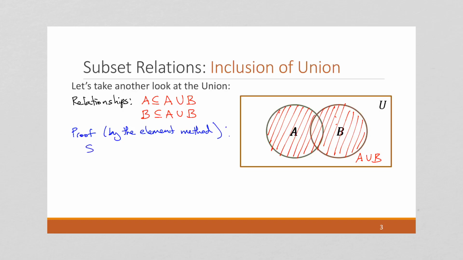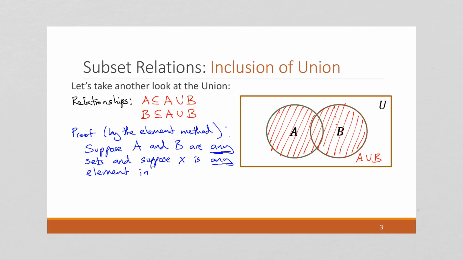And we can say, suppose A and B are any sets, and suppose X is any element in A. All right, we're keeping things general. So here we've got X.